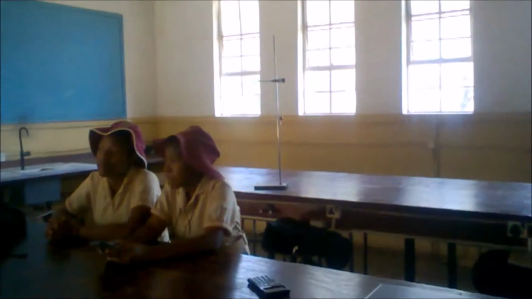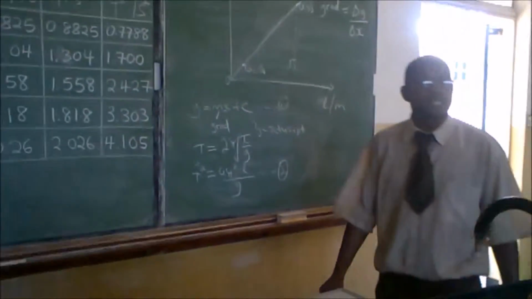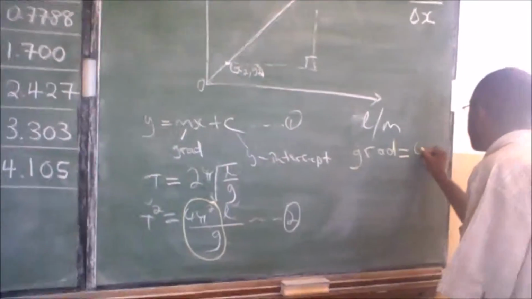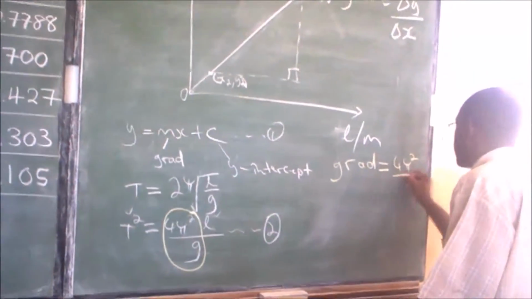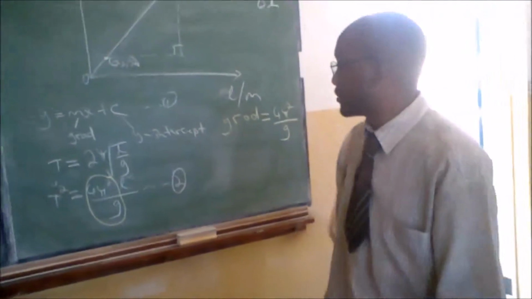Right, remember, our aim is to find the value of G. How do we get it from this equation and from the equation of the straight line? What's the relationship? The gradient is 4 pi squared over G. That's the G that you want.